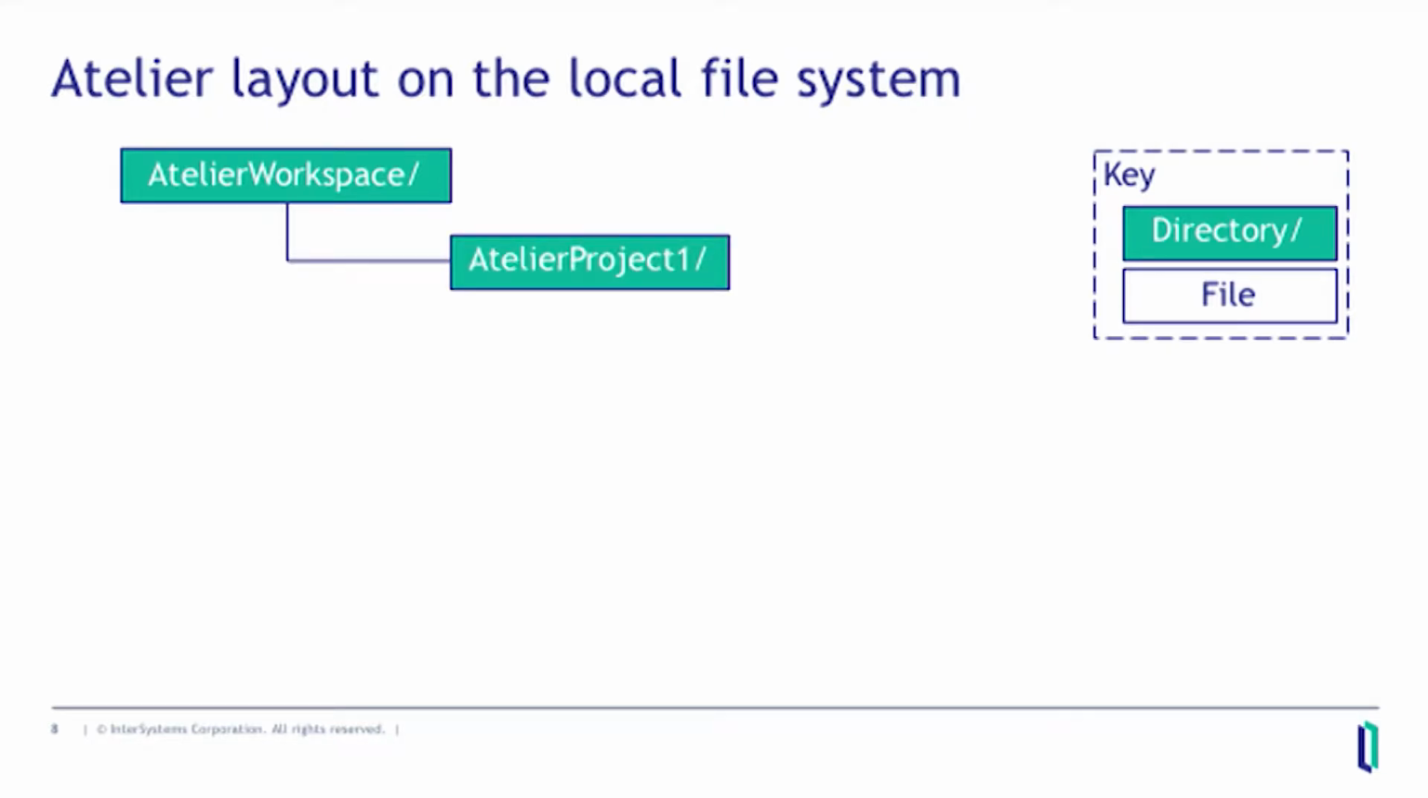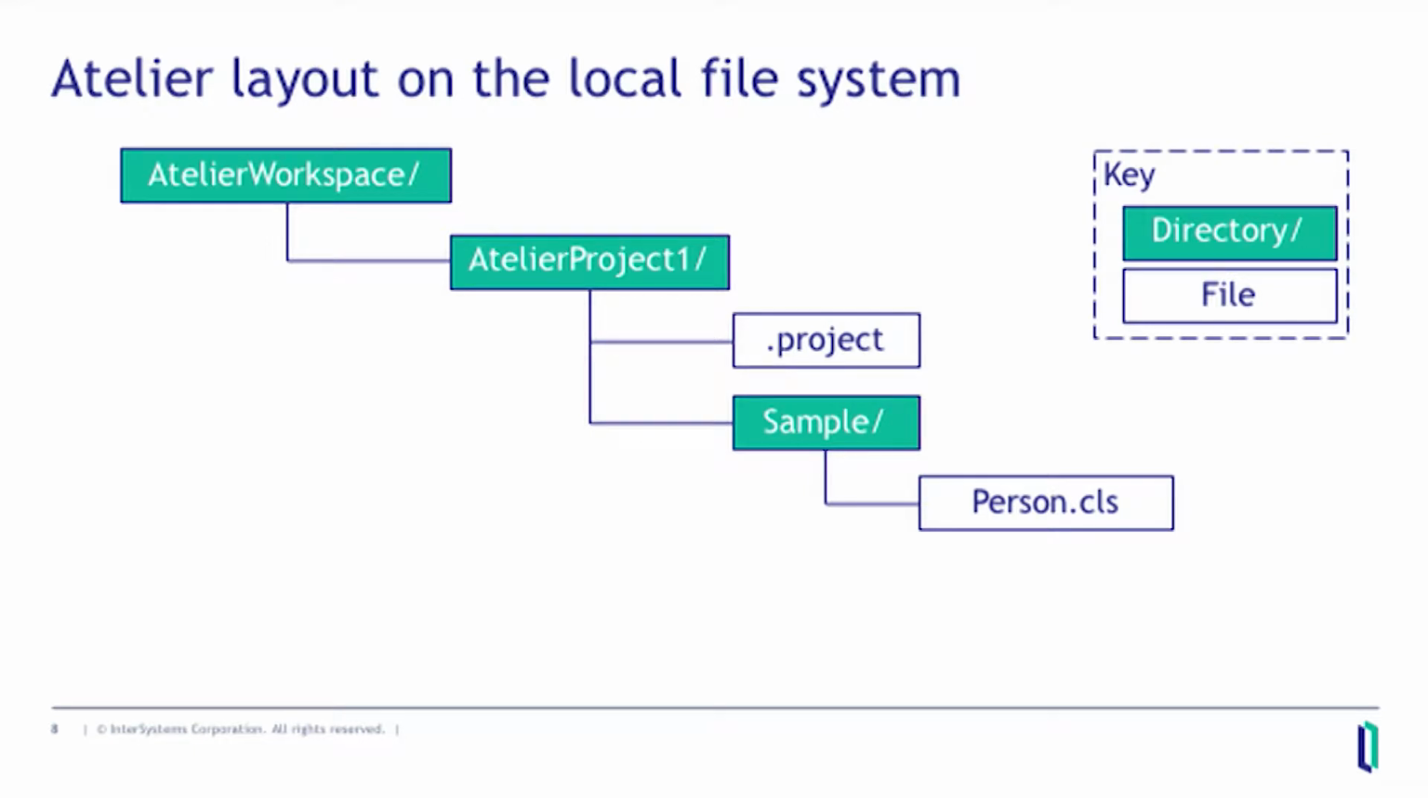Underneath your workspace, every time you create an Atelier project, a new directory will automatically be created for that particular project. That's also going to automatically create a project file, which is going to have all sorts of configuration information about that particular project. And this is also, under the project, where you are copying your versions of the code that you're working with, and that's where they'll be stored on the file system as well.